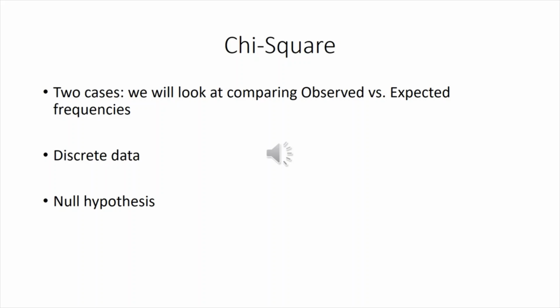And again, the question is, was the difference I'm seeing between men and women just random variation, or is there something really going on? Again, discrete data, the null hypothesis: there is no difference between the two.